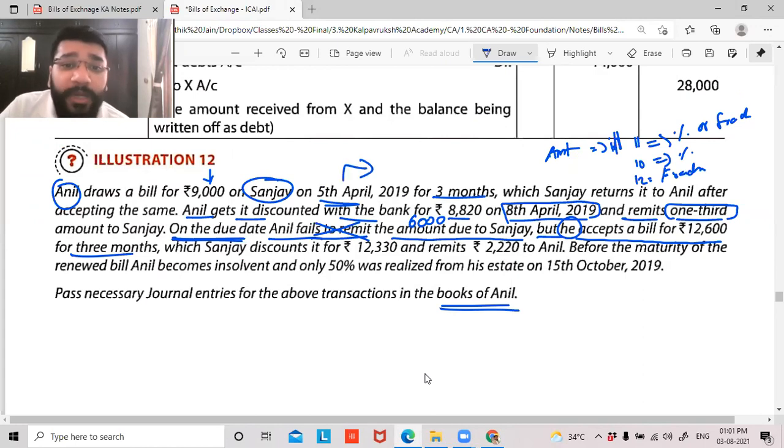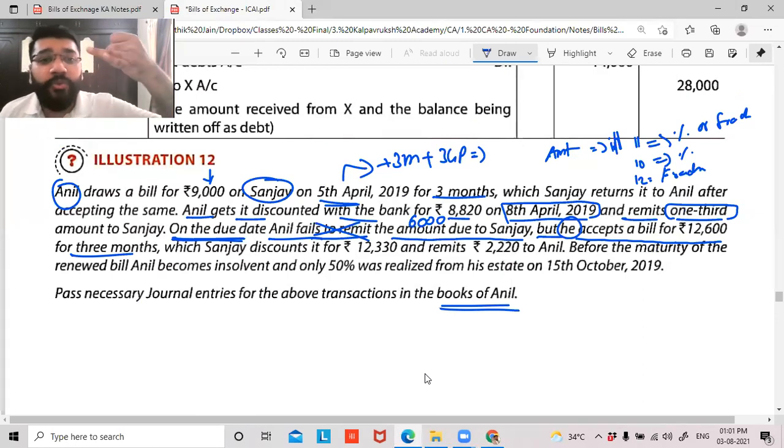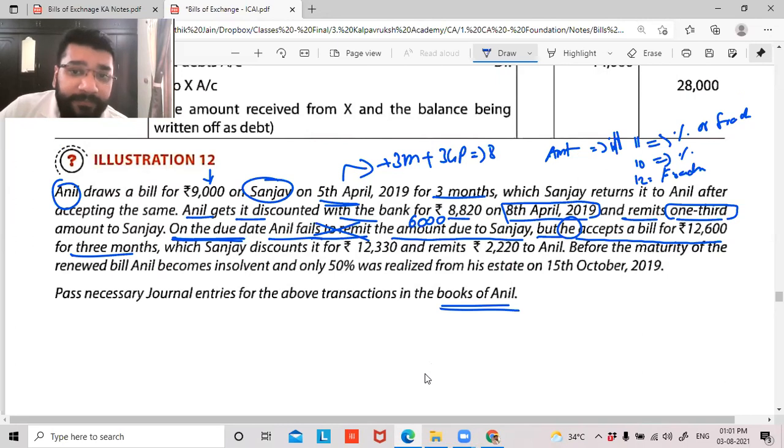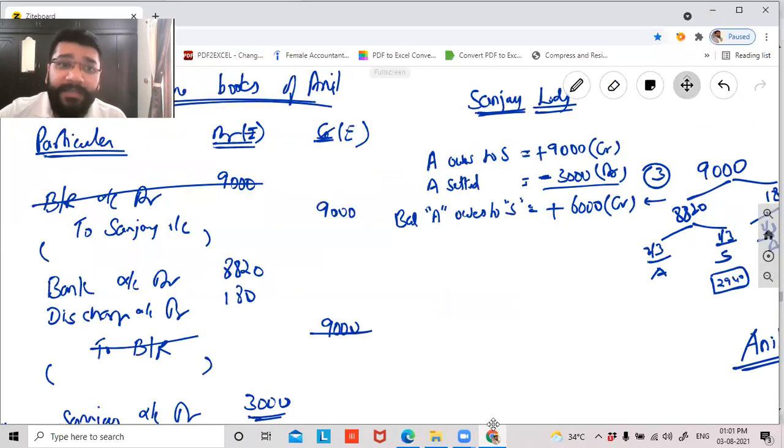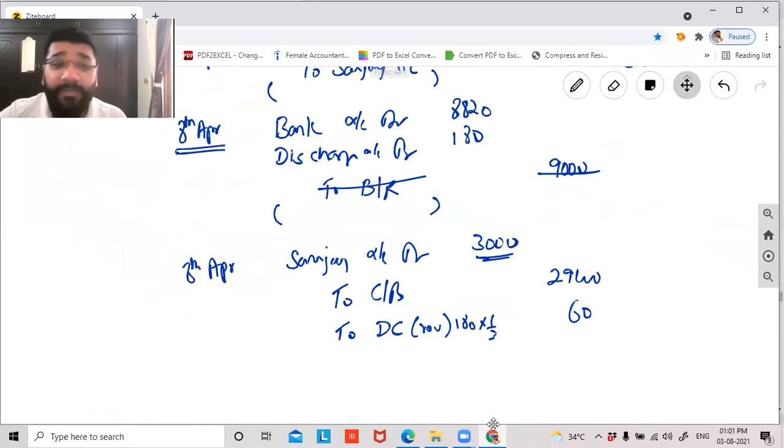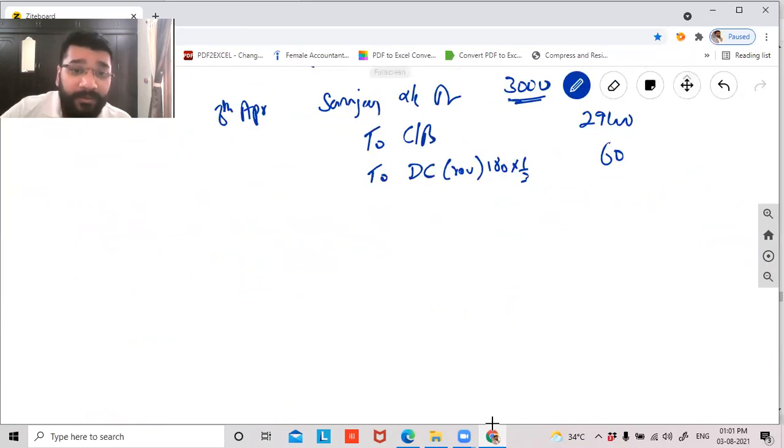Please tell me, guys, what is the due date? 5th April plus 3 months plus 3 grace days. What is the due date? May, June, July. 6, 7, 8. Can I say 8th of July? Yes, sir. On 8th of July, another bill is being drawn by Sanjay and accepted by Anil. Anil is accepting the bills of exchange.